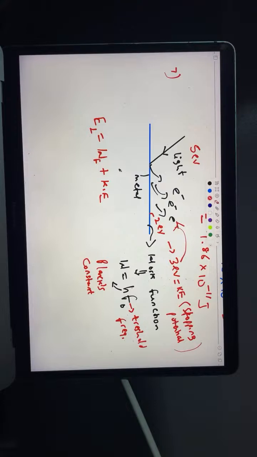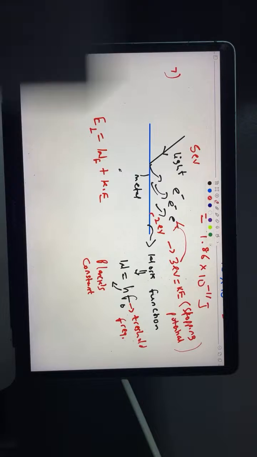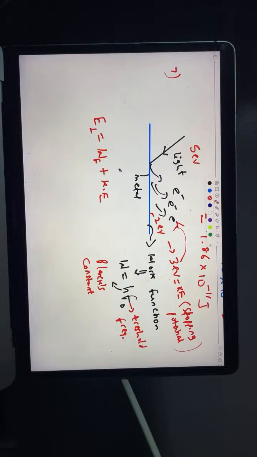No electron will be emitted, because the energy of the light that is incident is not even enough to overcome the work function. So yeah, good one. I like the fact that you people are following. So let's move to the next question.